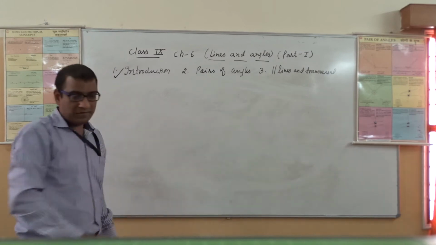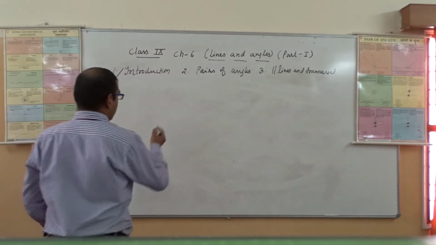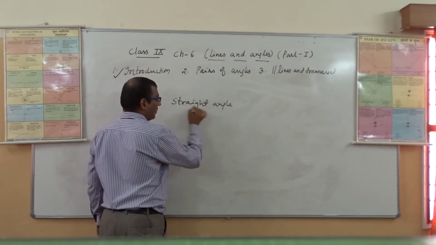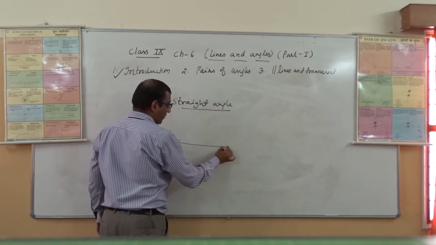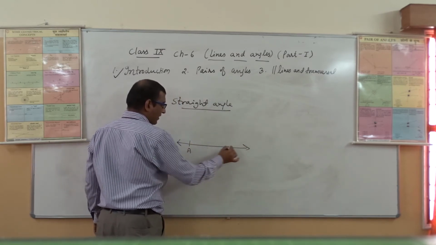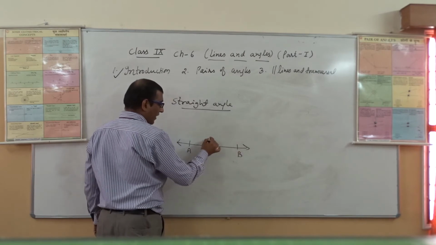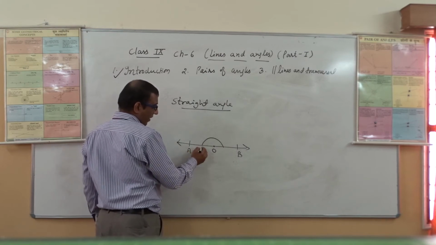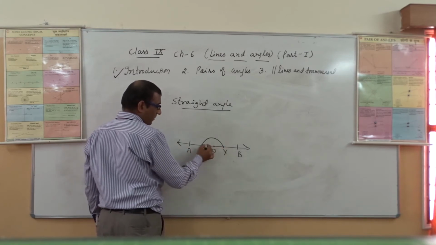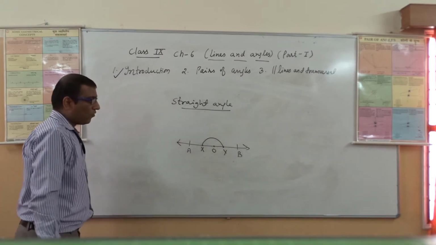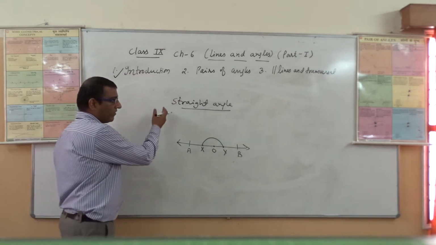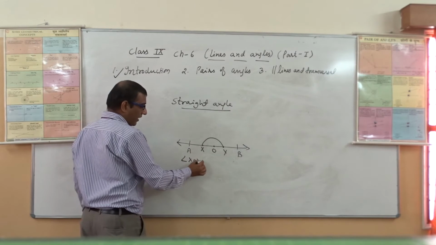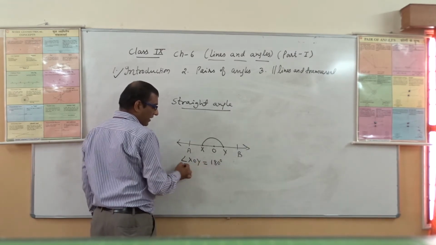Then we will come to straight angle. So again I am drawing one line A, B. So this is the angle. If I am taking O, okay, and if I am taking here X and Y, two more points, we can say XOY is related with straight angle, and the angle XOY is related with 180 degrees.